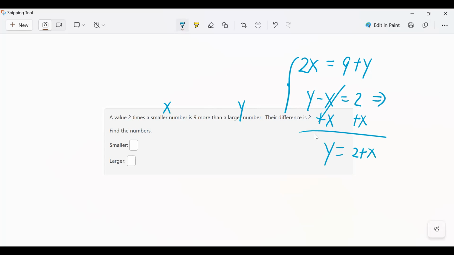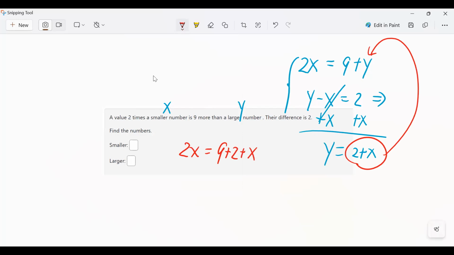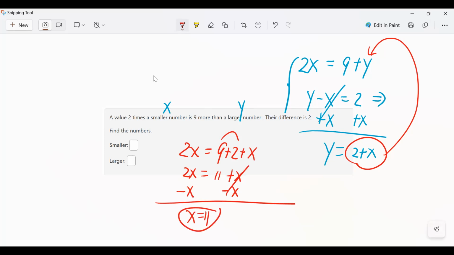Once you get that, I'm going to plug this into the first equation and solve for x. So 2x equals 9 plus 2 plus x. Combine them, we get 2x equals 11 plus x. From there, subtract x from both sides of the equation, x equals 11. Once we know x, we know y. Replace x with 11, y is 2 plus 11, that is 13.